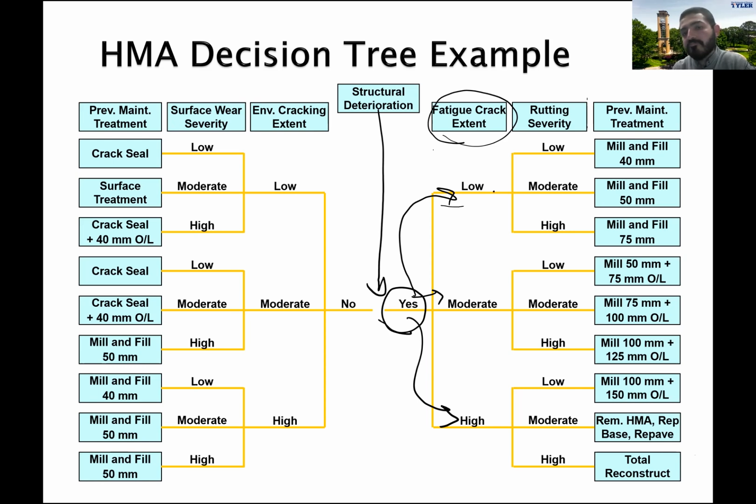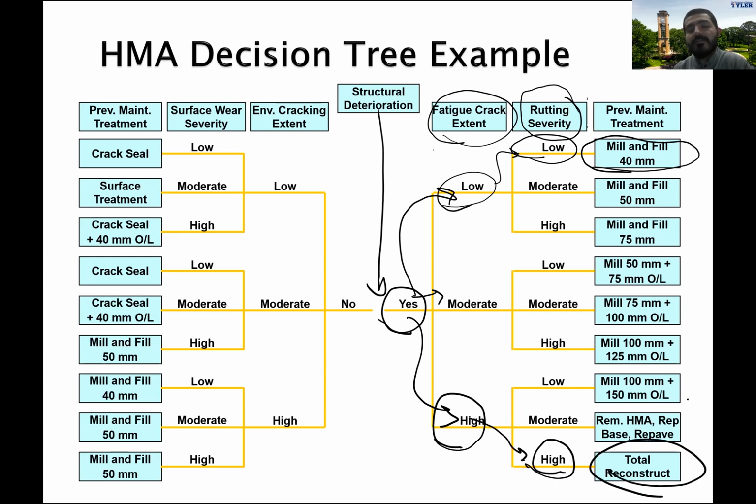When it comes to fatigue, do we see fatigue? If it's low, then let's say you move on to the next question: do we have rutting? If it's low rutting as well, then the issue is very minimal and you just mill and fill with 40 millimeters. If it's a structural failure with high fatigue and, let's say, high rutting, then that's a total reconstruction. You have a failed system. With high rutting and high fatigue, you can't really do much about it.